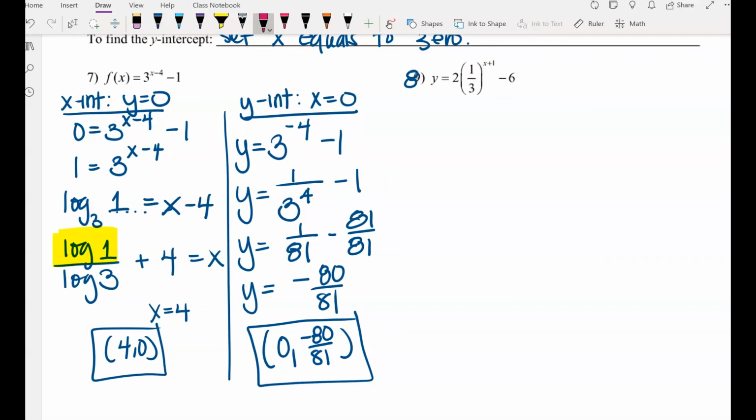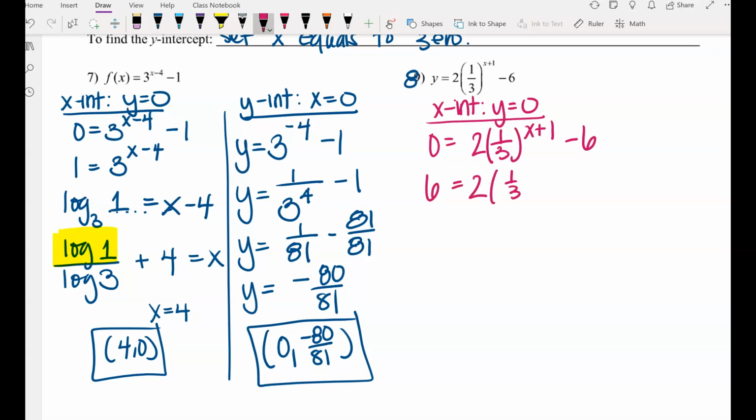Okay. Last example of today. Very similarly, we will find x-intercept first by setting y equals 0, right? So 0 equals 2 times (1/3) to the power of x plus 1, minus 6. Move the 6 over, so that's positive 6. And I'm just going to copy all of this over. Remember, our goal is to isolate your base. So next, divide both sides by 2.